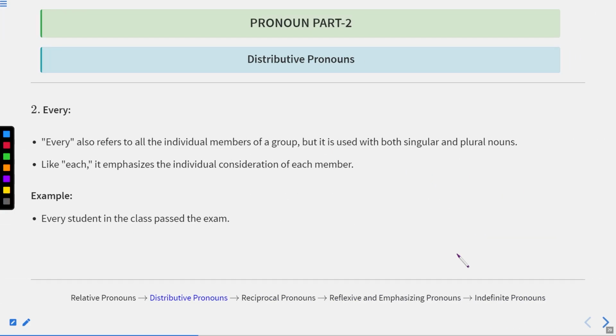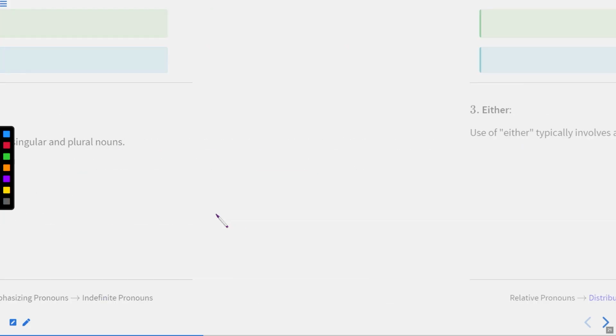Now, every also refers to all the individual members of a group, but it is used for both singular and plural nouns. Like each, it emphasizes the individual consideration of each member. Every student in the class passed the exam. Okay. Now let us move to the next one.